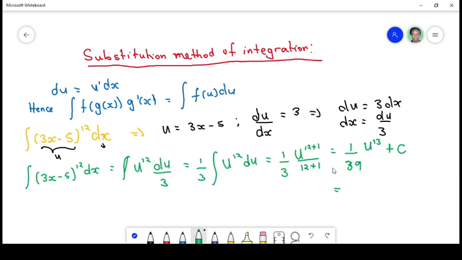But don't forget the function is in terms of x. So now we know what u is, and you can go back and write your final result to be 1 divided by 39, now your u is (3x minus 5) to the power 13 plus a constant C. So this is plus C, not O, I'm writing C. So this becomes our final result.